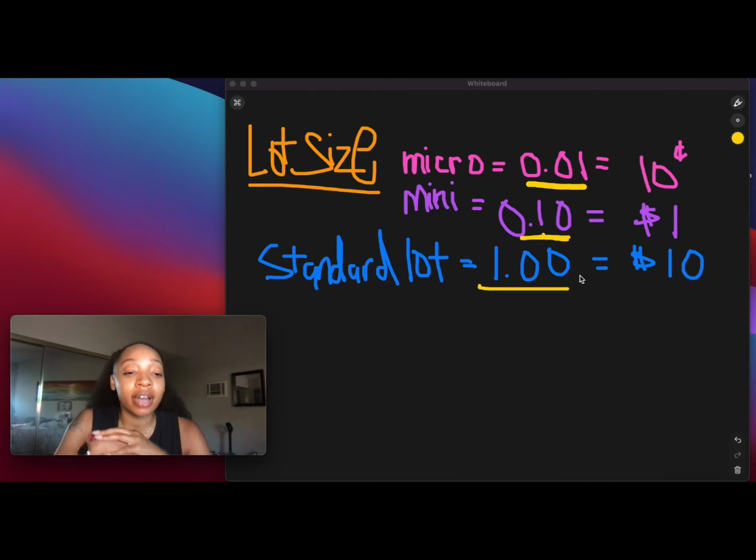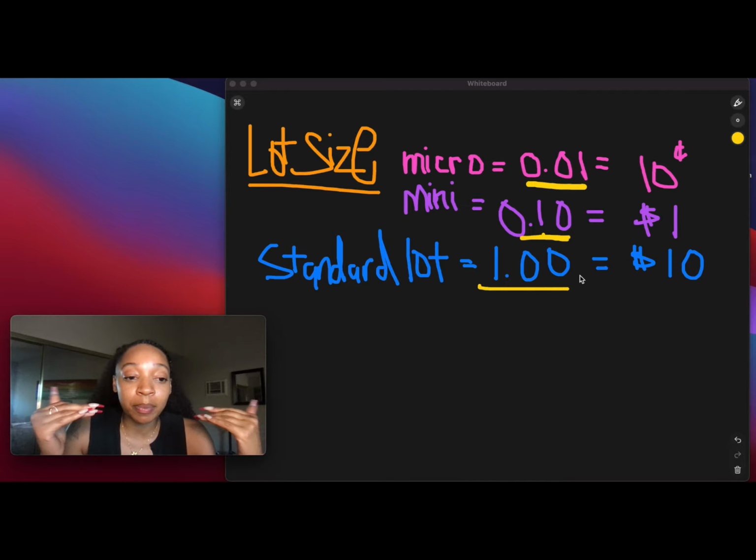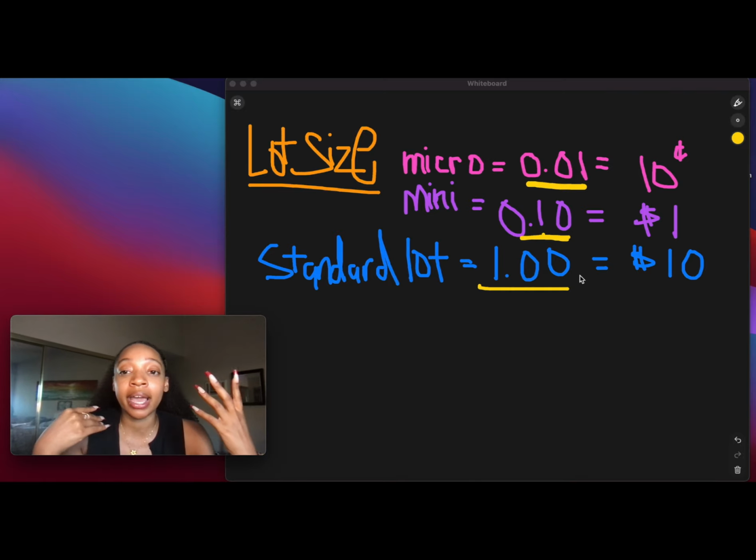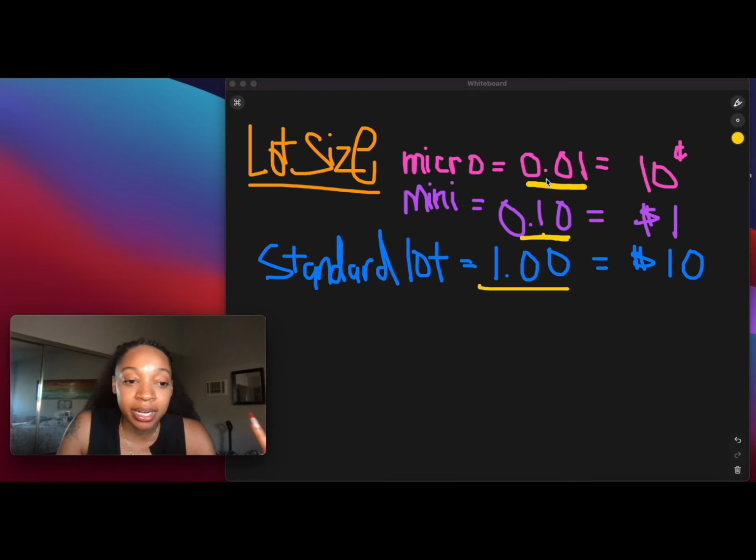Why? Because yesterday we talked about pips. The money that you make or lose depends on how many pips you gain or lose. And this is where lot sizes kick in, because this determines exactly how many dollars, how many cents, I'm making per pip. So that depends on your lot size. We're going to start with micro.